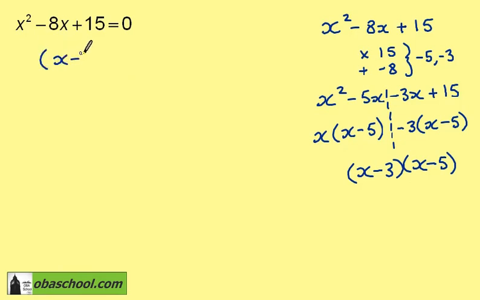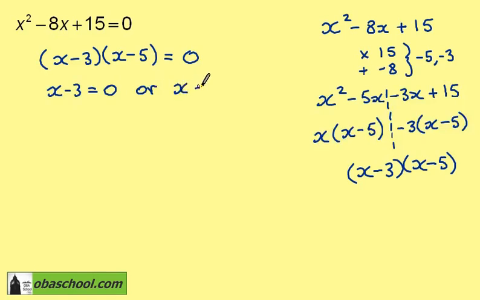Therefore, our equation becomes x minus 3, x minus 5 is equal to 0. The contents of this bracket must be equal to 0, or the contents of the other bracket must be equal to 0. This one gives me x is equal to 3, and this one gives me x is equal to 5.